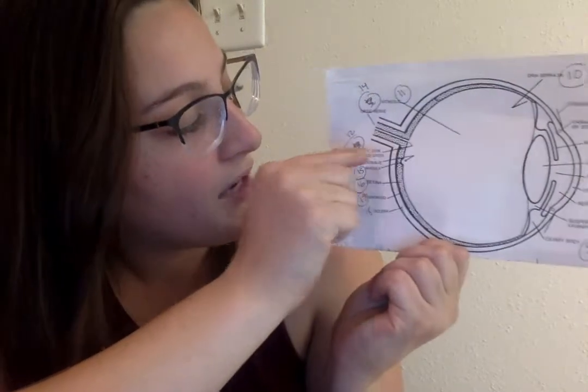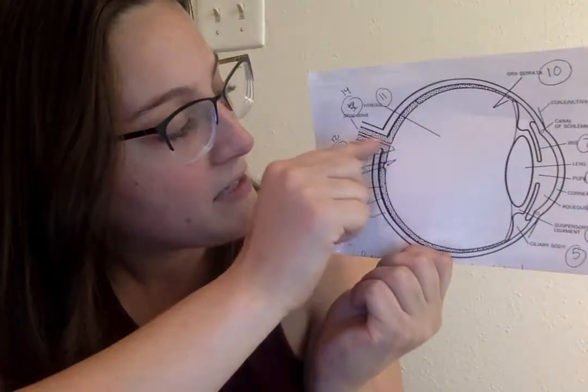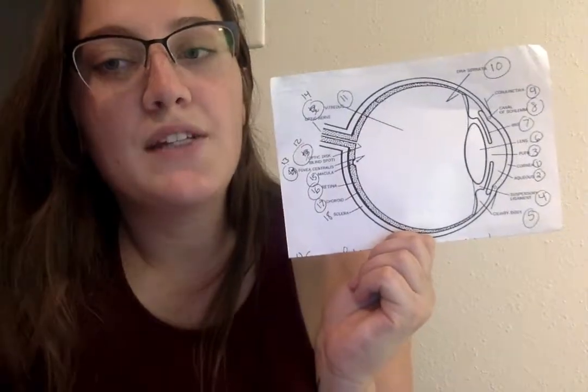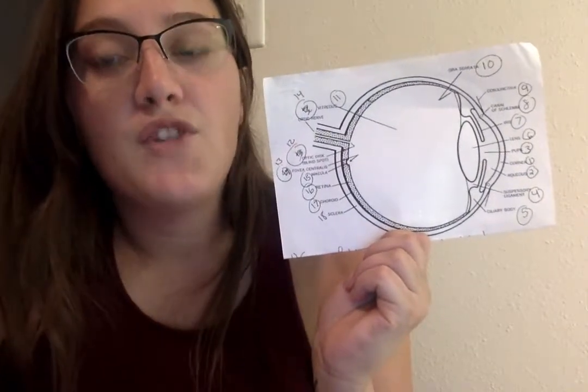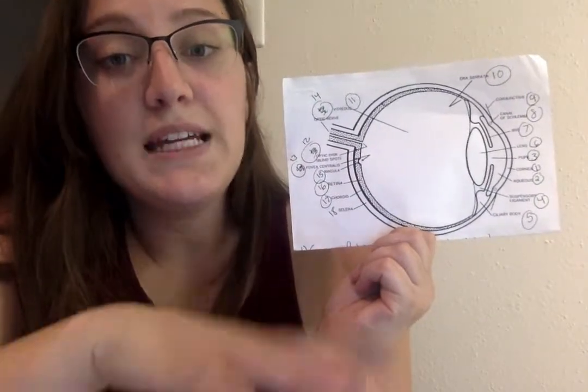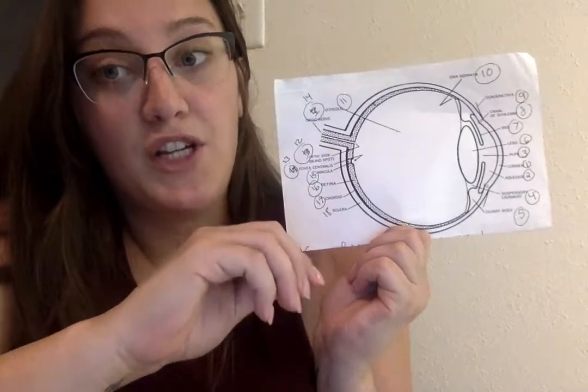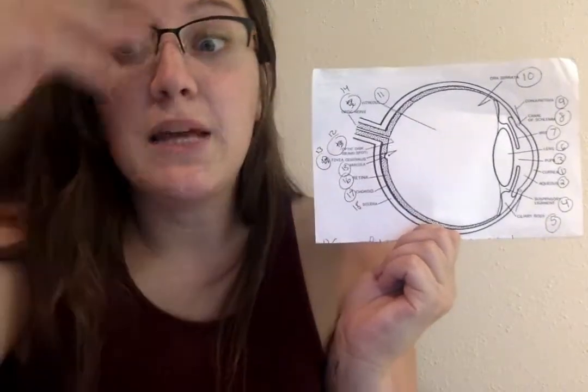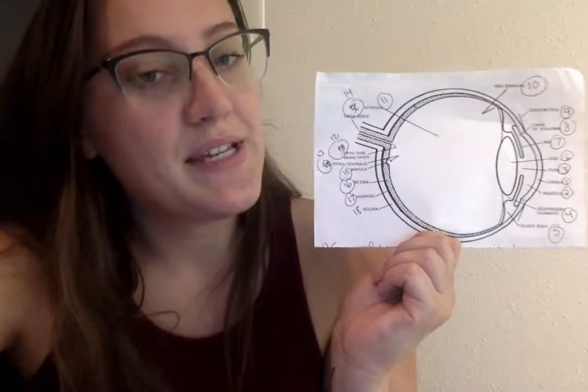Next, we're going to go to our optic nerve. So our optic nerve here, you see it starts off with our blind spot. The optic nerve is what is going to send the messages directly from our eye to our brain, where our brain is going to transmit the images sent by the optic nerve. It's going to translate them into what we see, so the images that we see.